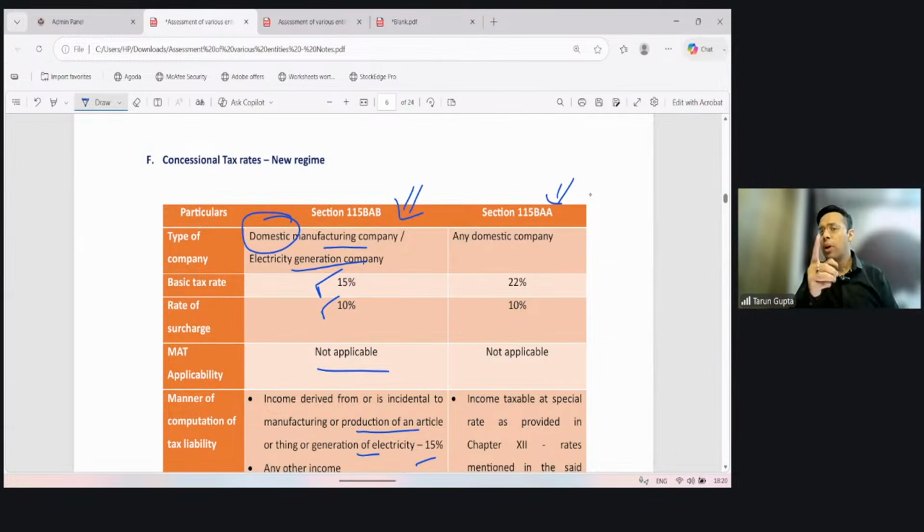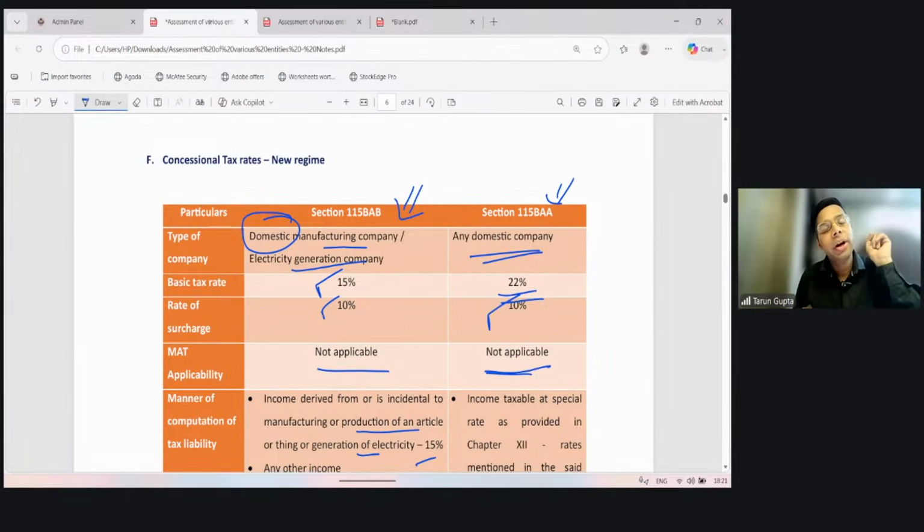This is a new regime. The old regime was 25%, 30% in the case of a domestic company. The new regime is given in section 115BAA, which provides a concessional tax of 22%. It's applicable to any domestic company, old, new, manufacturing, non-manufacturing, service, whatever. It's applicable to all domestic companies, and the concessional tax is 22%. But again, similar to 115BAB, there's a mandatory surcharge of 10%, irrespective of the amount of income. So even if the income is less than 1 crore, less than 10 crore, whatever it may be, there's a surcharge of 10%.